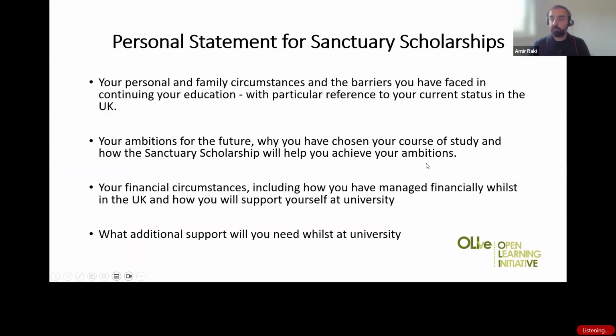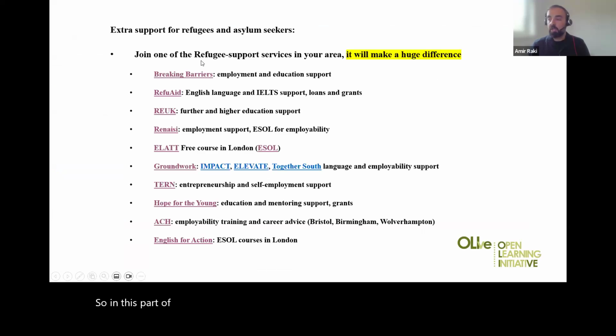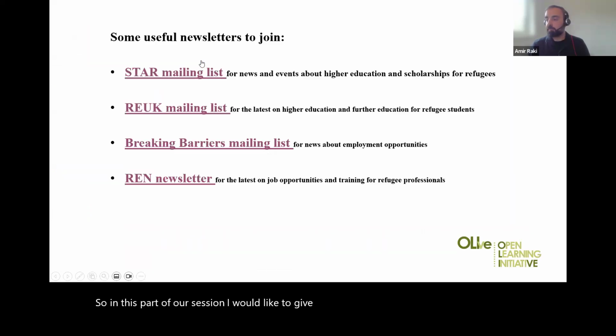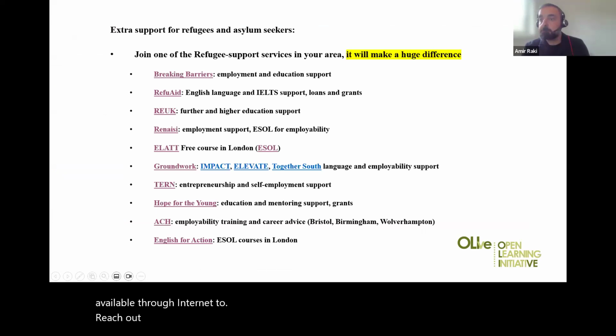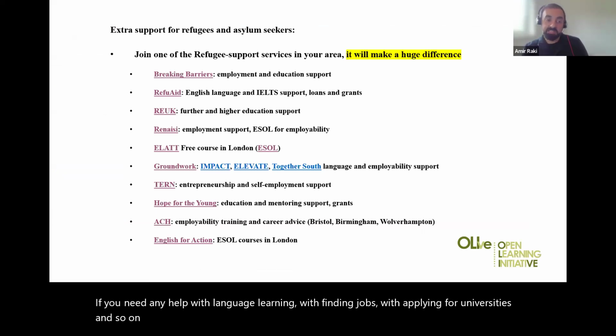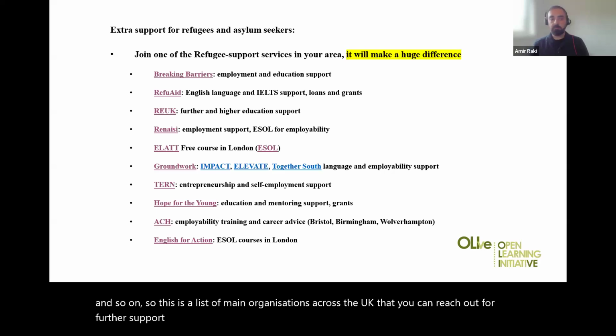So in this part of our session, I would like to give you a list of resources that you have available through internet to reach out for support if you need any help with language learning, with finding jobs, with applying for universities, and so on. So this is a list of main organizations across the UK that you can reach out for further support if you need. And I'm going to go through each of them one by one.